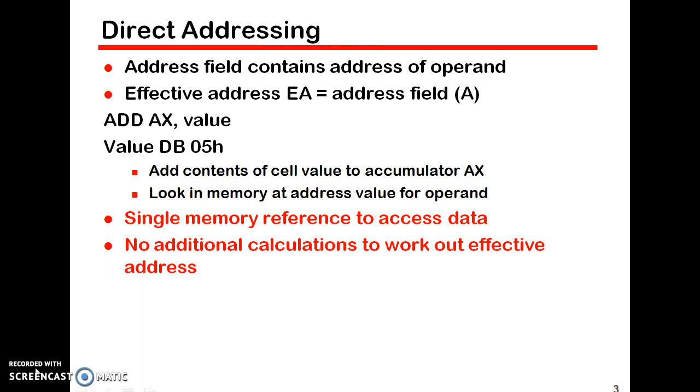The next addressing mode is direct addressing mode. In direct addressing mode, the address of the operand is contained in the address field. Say for example, you have add ax, value. Here value will be resolved into the address. At that address we have the operand we need to work on. So that's your direct addressing mode. The advantage is that you have a single memory reference to access the data, and you need not do any additional effective address calculations here.